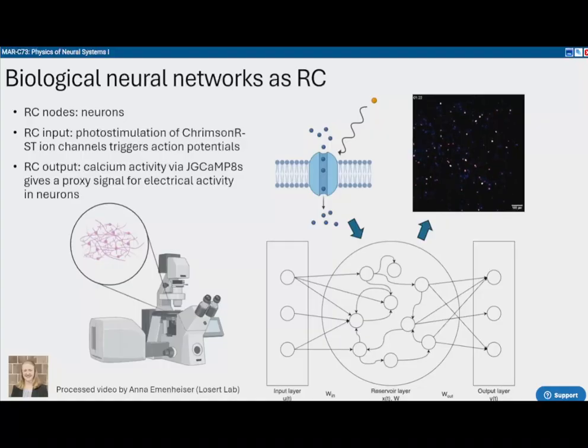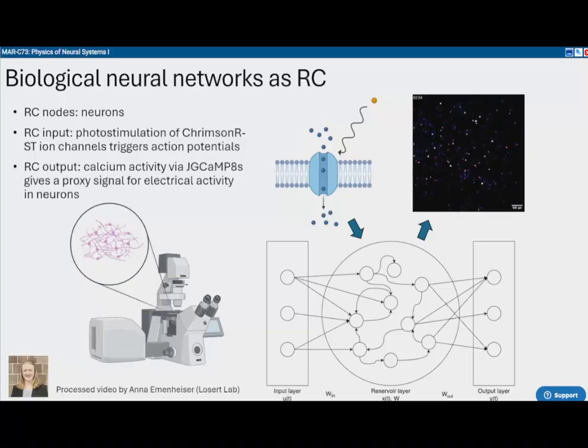More interestingly, you will need some way to input whatever training data that we want. And in this case, we're using these ion channels which live on the cell membrane. And what we can do is we can stimulate the ion channel with photons using some machineries that we have, and we can trigger action potentials at the cellular level. So cell by cell action potential, we can control over that using these kind of genetically encoded ion channels.